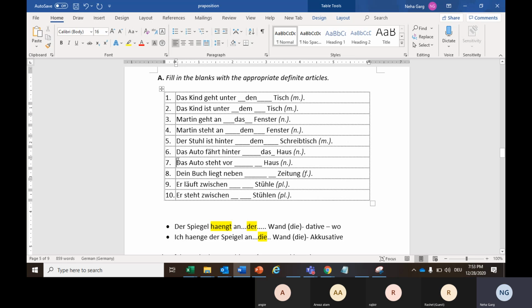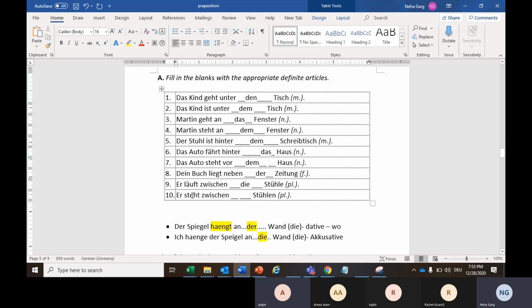Nummer 7. Also Rachel. Das Auto steht vor dem Haus. Nummer 8. Anju. Okay. Dein Buch liegt neben der Zeitung. Then number 9 also. Okay. Lauf zwischen die Stühle.